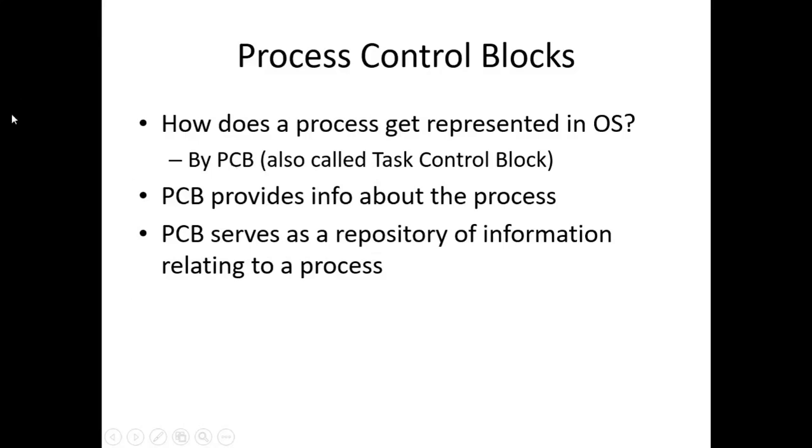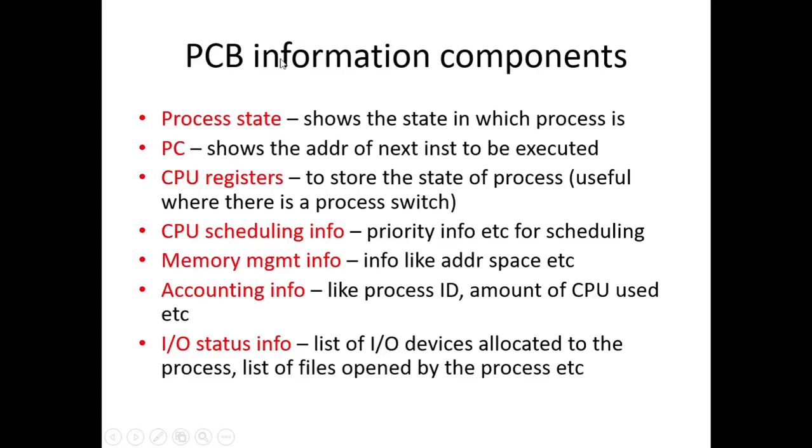Now, this PCB is a block of information. It provides information about a process. What information a PCB gives is listed here. Each process has a PCB associated with it, and every PCB gives this information. It gives information about the process state. It will show what the current state of the process is. It will also give details about the program counter. It will tell you what the next instruction to be executed is.